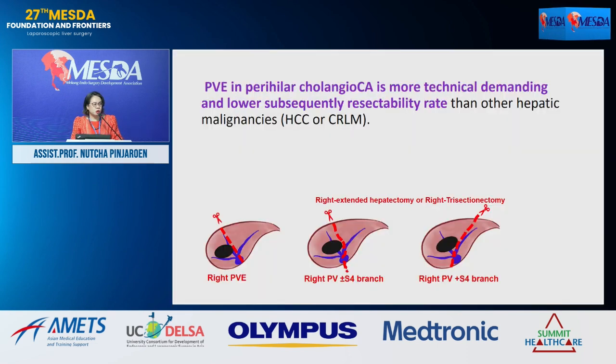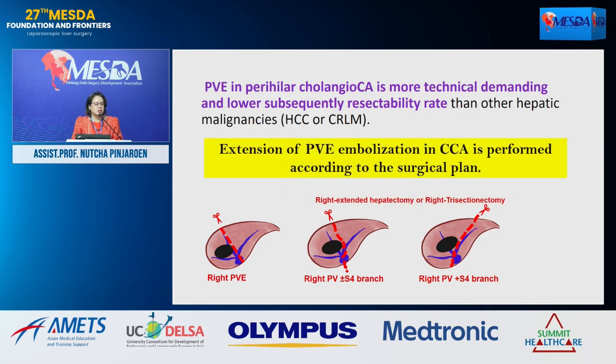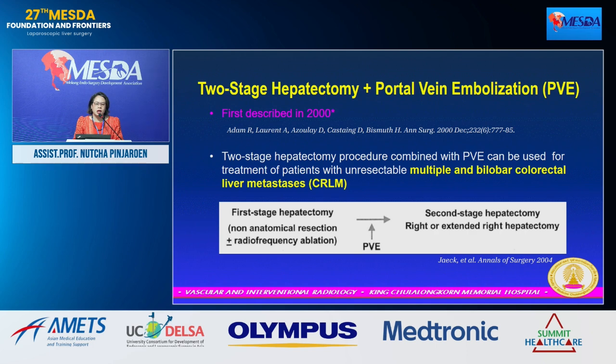Usually for perihilar cholangiocarcinoma, the tumor is in the center or in between the two lobes. So what we do with embolization depends on the surgical plan. The surgeon will inform us specifically what kind of operation they will do and what extent of portal vein embolization they require. We will communicate closely to make sure that our embolization plan matches the surgical treatment plan. For example, if the surgeon plans to do a right hepatectomy, do we need to do S4 embolization? Or if the surgeon plans to resect the left, do we need to do right anterior portal vein embolization?